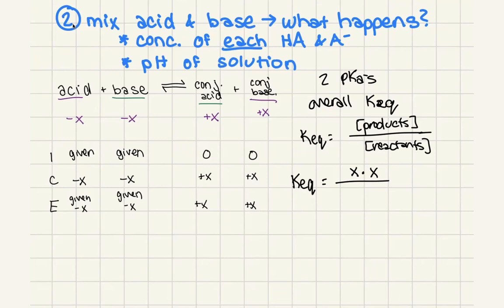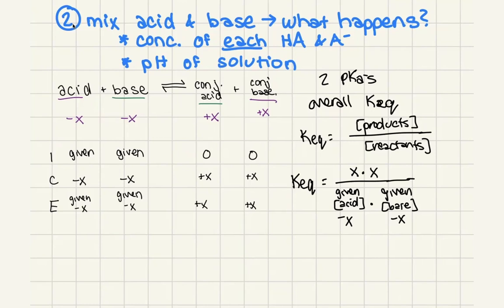And so we're going to have our given acid concentration minus X times our given base concentration minus X. And this is going to be our KEQ equation. Now, where do our pKas come into account? We can't just use that pKa and plug it right into this KEQ because we have those two pKas to worry about. We have the pKa for each of the acids.